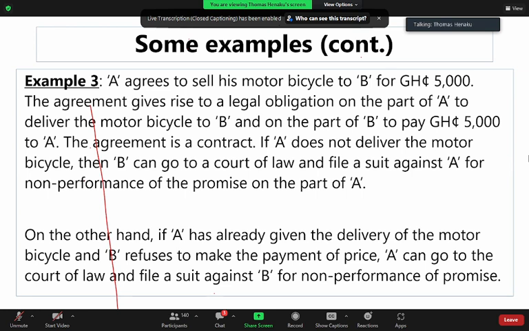If A does not deliver the motor bicycle, then B can go to a court of law and file a suit against A for non-performance of the promise on the part of A. Why do you think this is a contract? Anybody? What do you think? Is this really a contract? And why? Yes. Let me see your hands. Example 3, nobody wants to? Okay, so I'm seeing 3 people raise their hands.